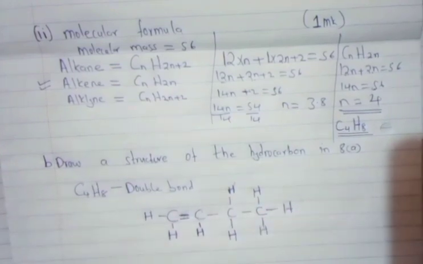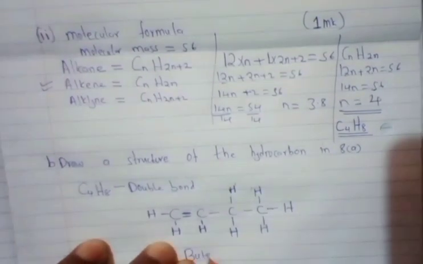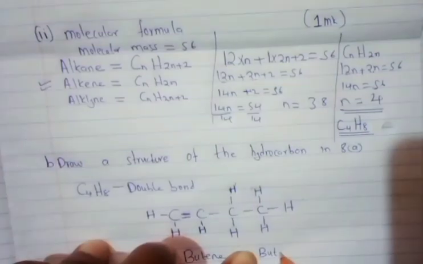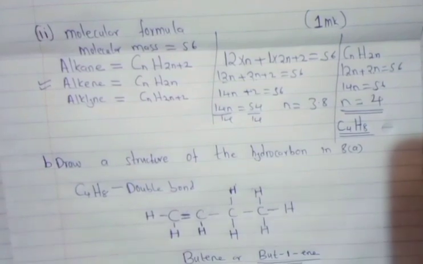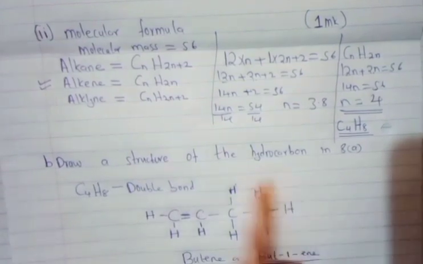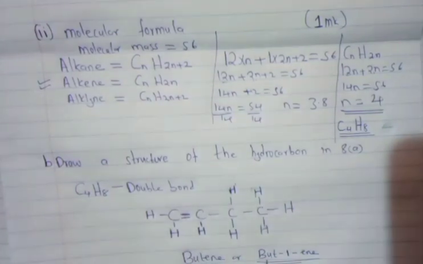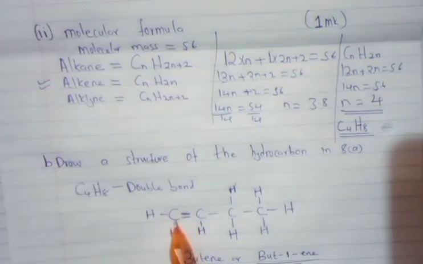So we are correct. So we can name it as butene or you can say it's but-1-ene. Both of these names are correct. But we are told to draw the structure. The structure is this one here. But the name is butene or but-1-ene, because the double bond is on the first carbon.